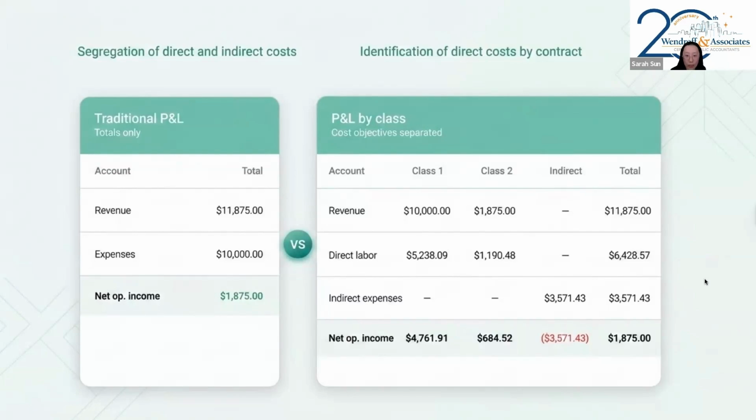One more column we have here is an indirect column, or indirect class. For now, indirect expenses are temporarily stored under this indirect class, which we can talk about how it will need to be allocated to the projects shortly. But this Profit and Loss by Class report will be able to show you how your financials look with a segregation of direct and indirect cost, as well as identification of direct cost by contract.